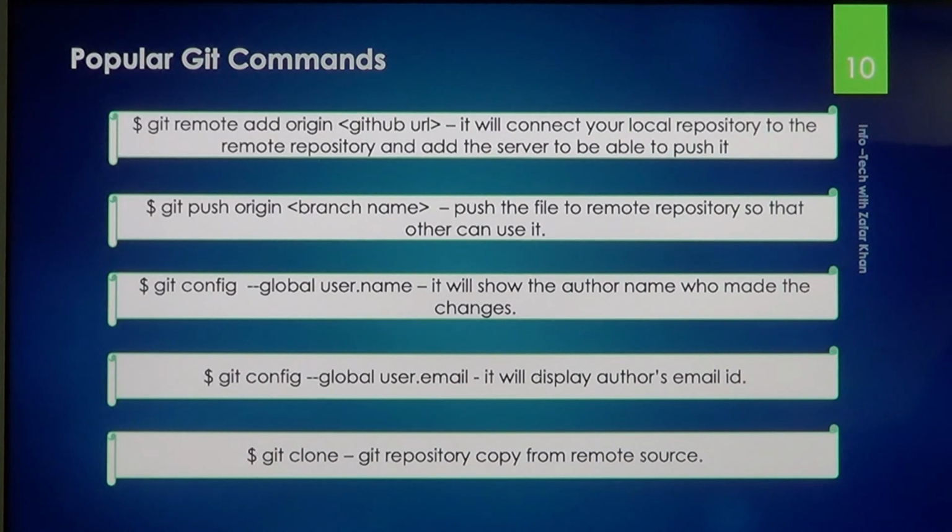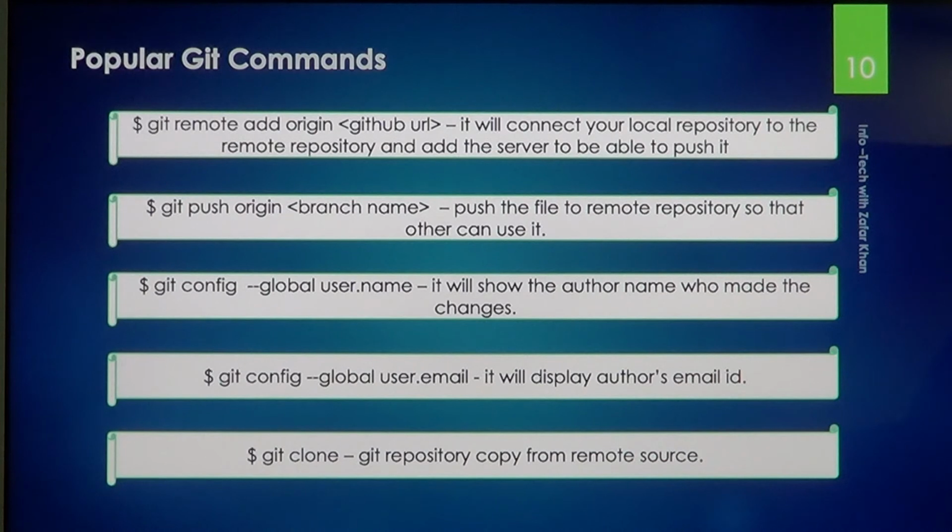The next one is git remote add origin, followed by the GitHub URL. What it will do is connect your local repository to the remote repository. Then if you want to push the updated files into your remote repository, you can use the command git push origin and then the branch name. The branch name may be master, it may be main. That you need to check when you create the GitHub repository.